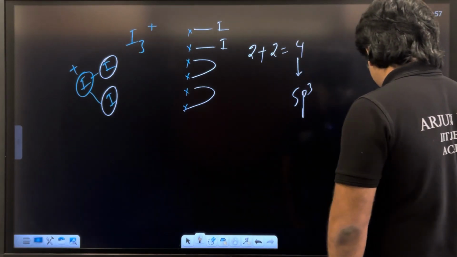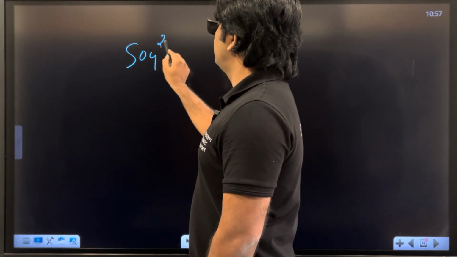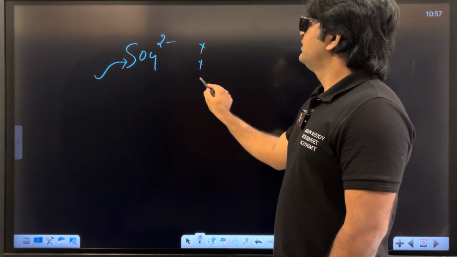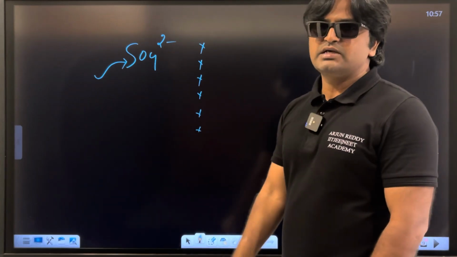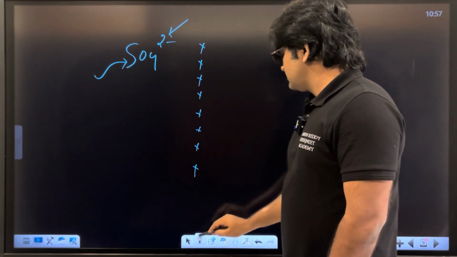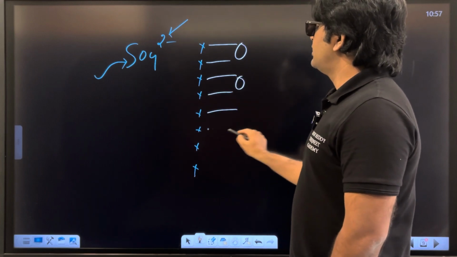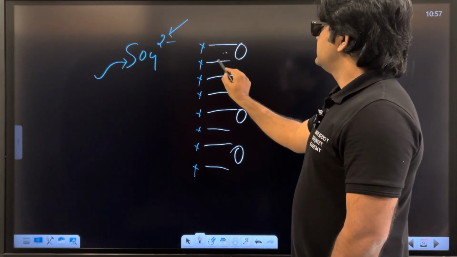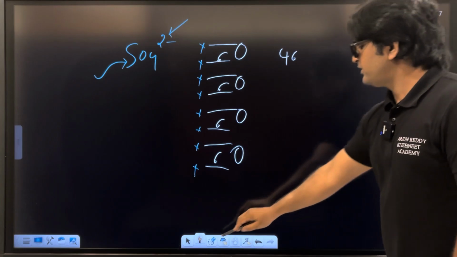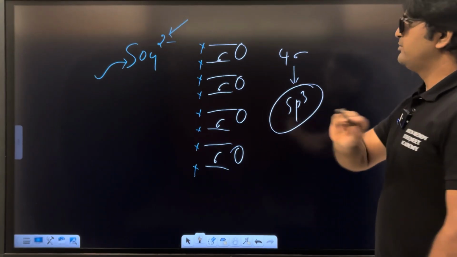SO4 2 minus is given. For example, this is our molecule, SO4 2 minus. Who is the central atom? Sulfur, sixth group. First you write 6 electrons. Yes, 6 electrons completed. And what is the charge given? 2 minus. Extra, you write 2 electrons. And 4 oxygen atoms are there. Now all these are bivalent. Double bond to O, right? Sigma, sigma, sigma and sigma. Totally how many sigma bonds? 4 sigma bonds. What is the hybridization? sp3 hybridization.